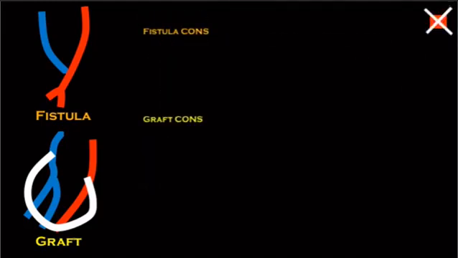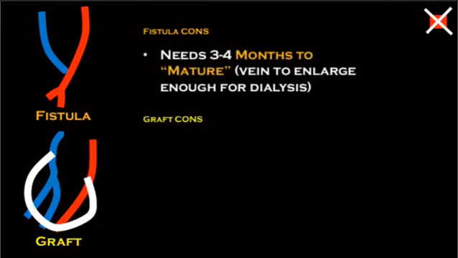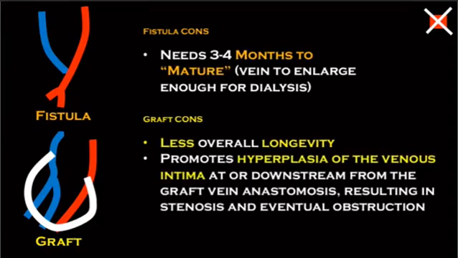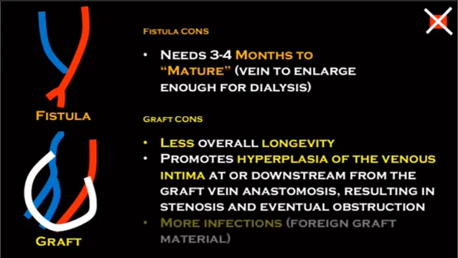So the cons: the fistulas take longer to mature. That was the big pro of the graft. And again, overall grafts don't last as long, and they promote this hyperplasia of the venous intima. And because it's artificial, it's basically a foreign body, it can be a nidus for infection.